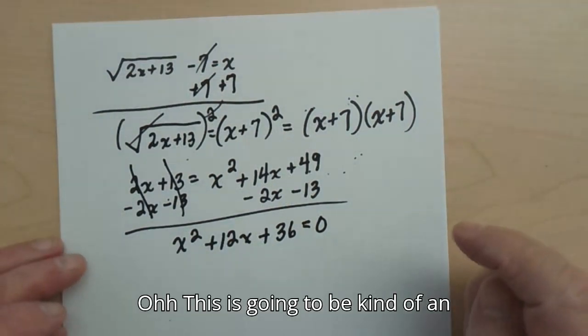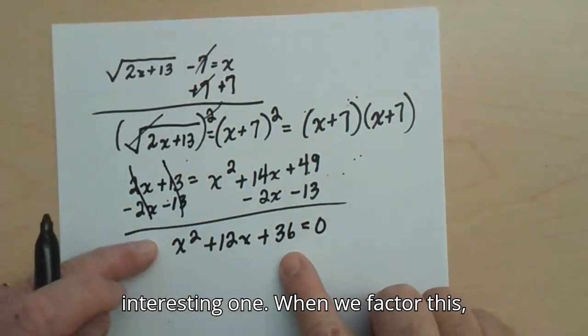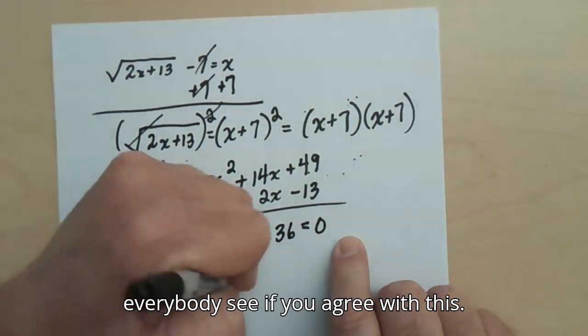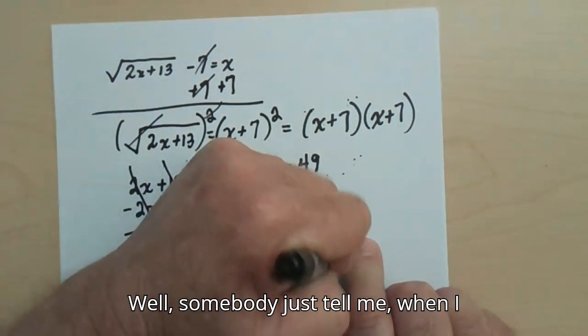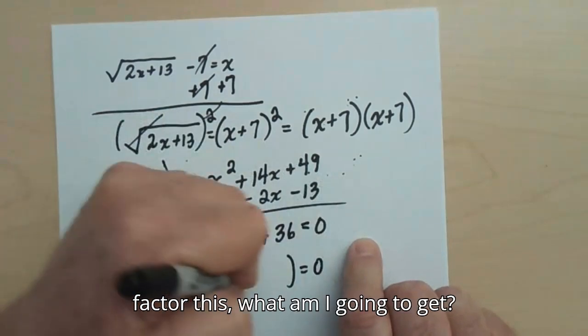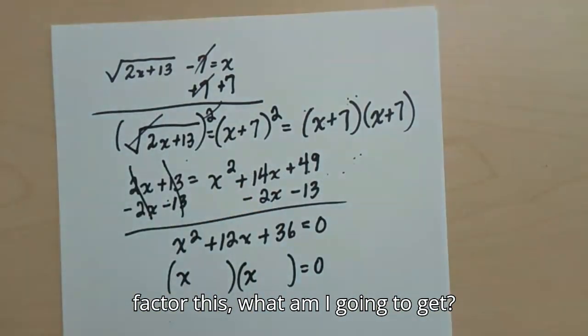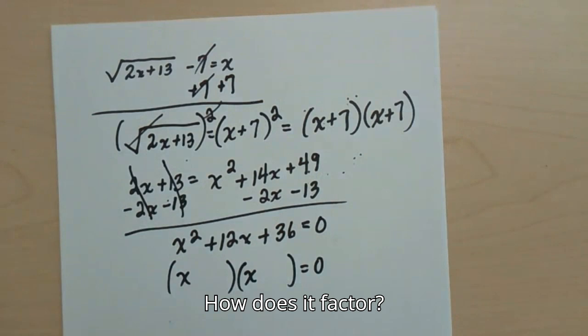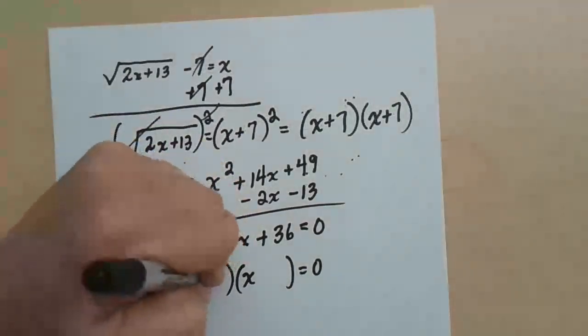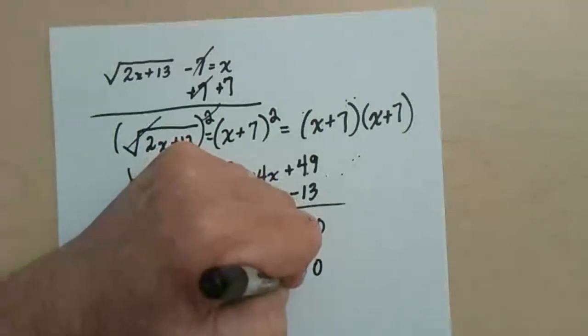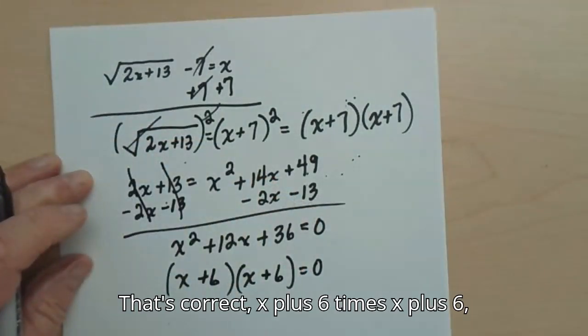Oh, this is going to be kind of an interesting one. When we factor this, everybody see if you agree with this. Somebody just tell me, when I factor this, what am I going to get? How does it factor? X plus 6 and? That's correct. X plus 6 times x plus 6.